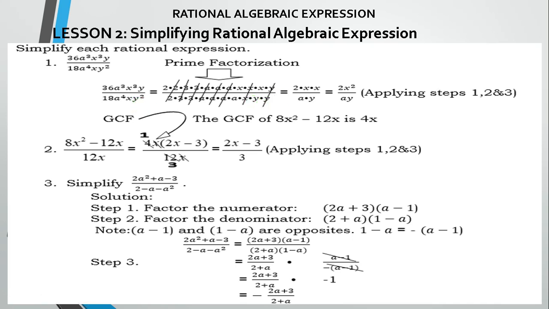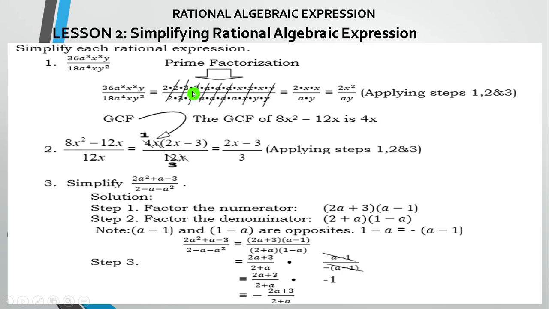Okay, so for step 3, apply the direct cancellation. So, hahanapin natin doon sa numerator kung ano ang common na meron din si denominator. So, we have here 2. Diba? Na-cancel pa natin. Tapos, 3. May dalawang 3.